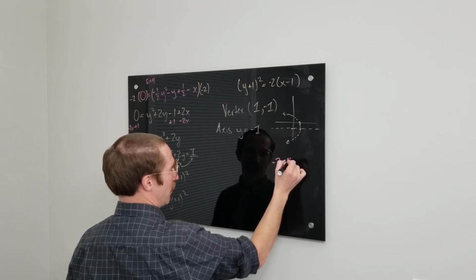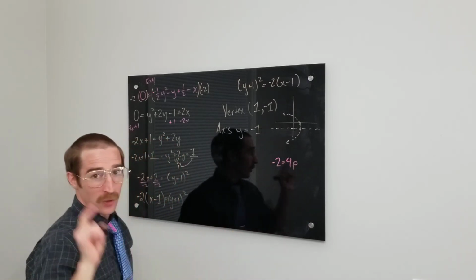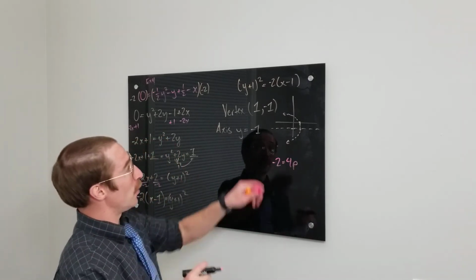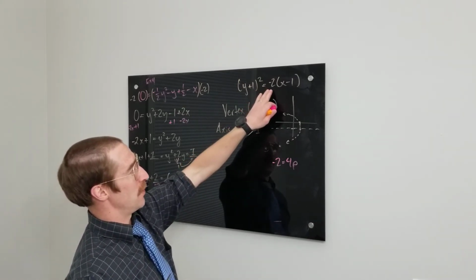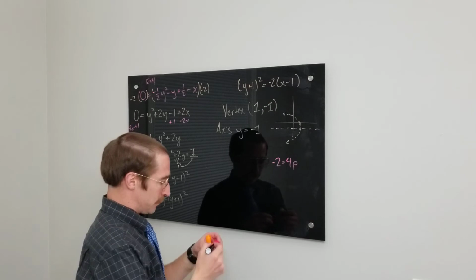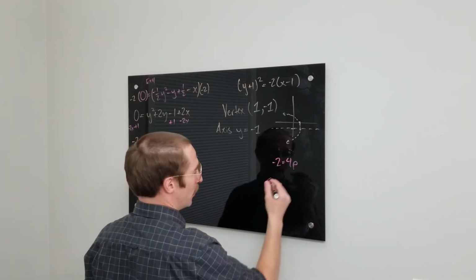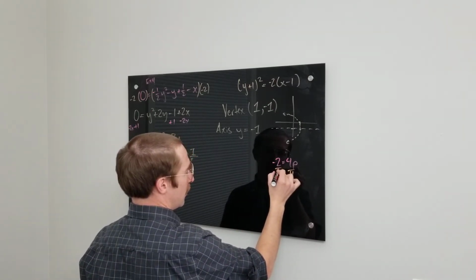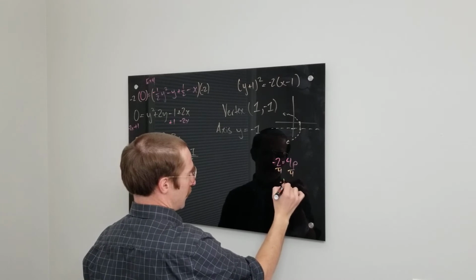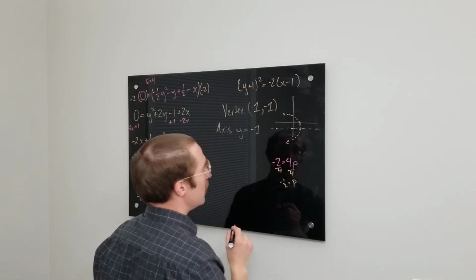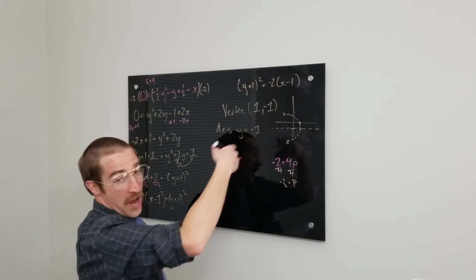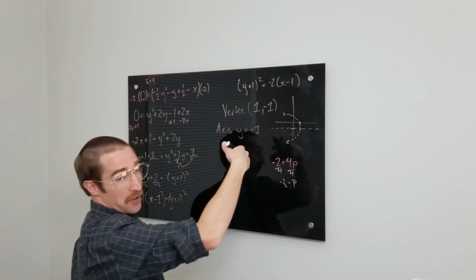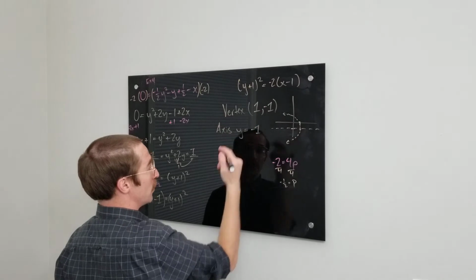Negative 2 equals 4p. We solve for p, and it's always whatever number we factored out of the linear part. So negative 2 equals 4p. We're going to divide by 4 on each side. That gives us negative 1/2 equals p. And we're going to go left and right 1/2. So the x value is going to change because it's horizontal.